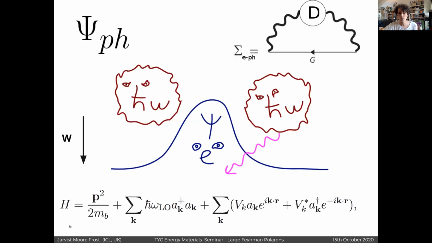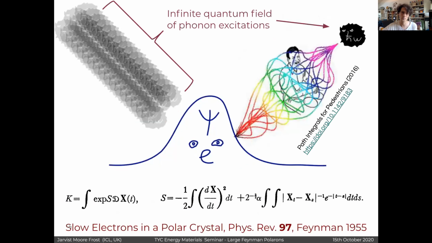So even though this Hamiltonian looks quite innocuous, it's still really quite difficult to solve. That's because it's actually a quantum field theory problem. The reason being that even though you just have a single type of boson oscillation, the phonon mode within the system, you can create and annihilate as many as you want. So you have an infinite field of phonon excitations you need to consider, all interacting with your single effective mass electron. Luckily, this is somewhere that the path integral approach to quantum mechanics works really well.